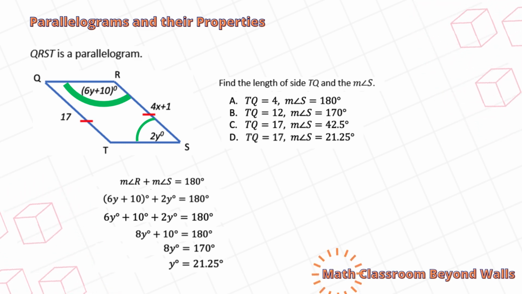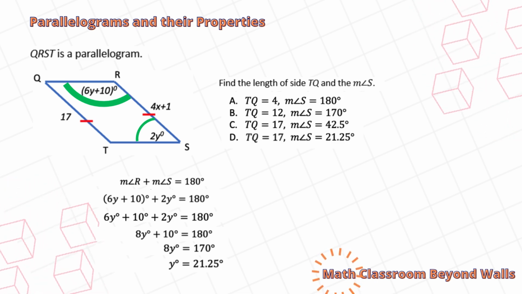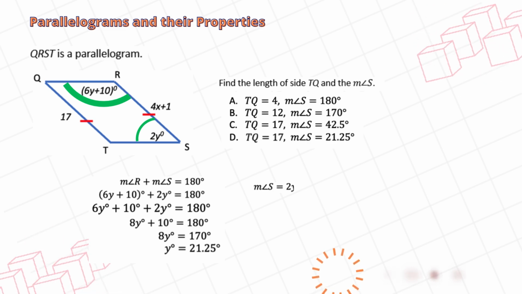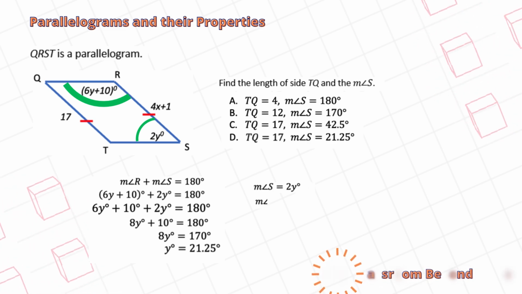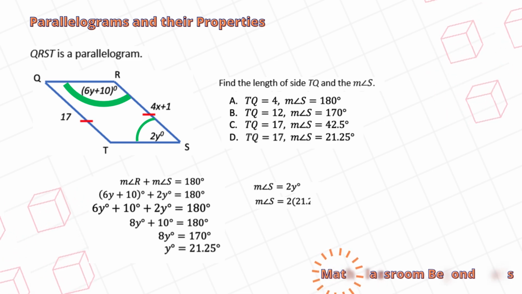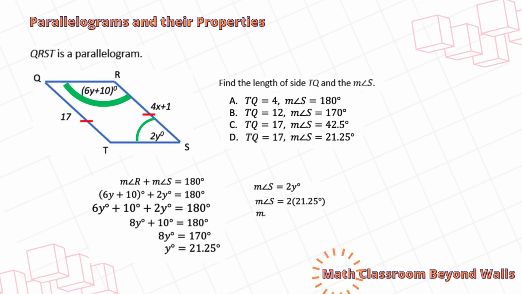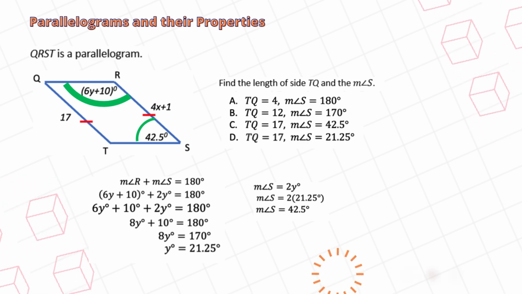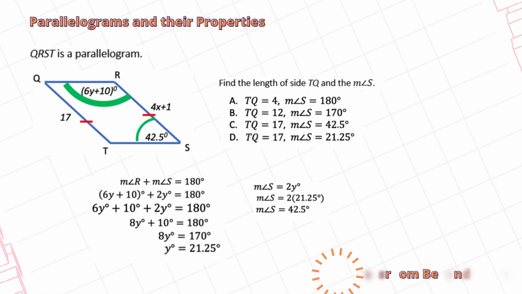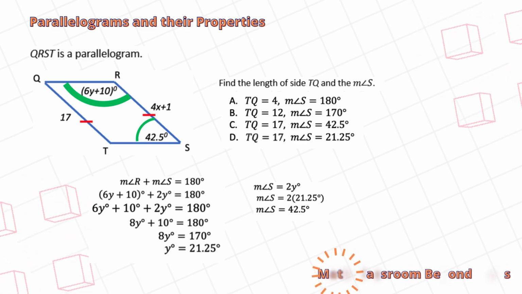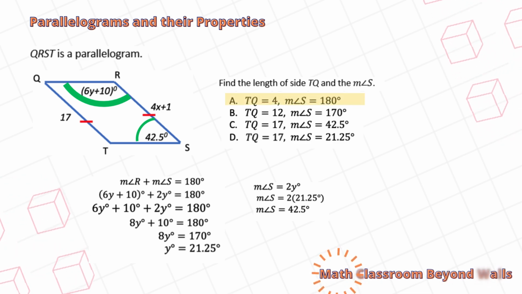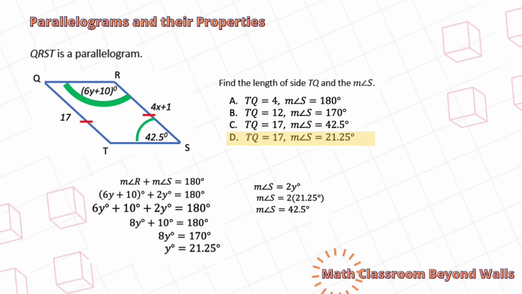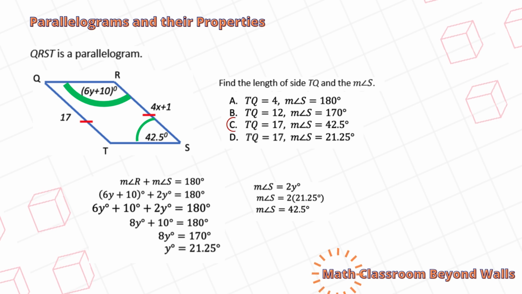Now, we substitute the value of y into the equation to solve for the measure of angle S. So the measure of angle S is equal to 2 times y. Plugging in the value of y, which is 21.25. This gives us the measure of angle S, which is 42.5 degrees. There you are, learners. The measure of angle S is 42.5 degrees. So, what is our answer to the problem? Is it option A, option B, option C, or option D? Okay, so the answer is option C. How was it, learners?